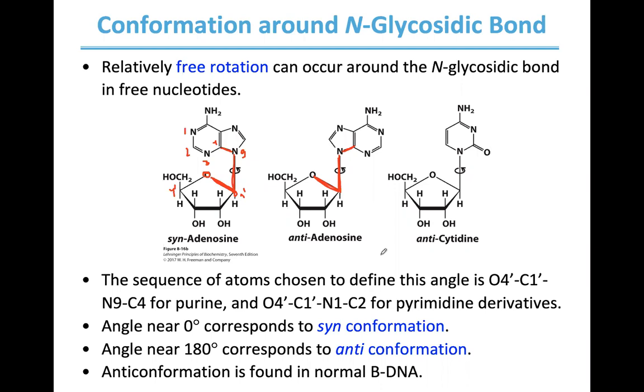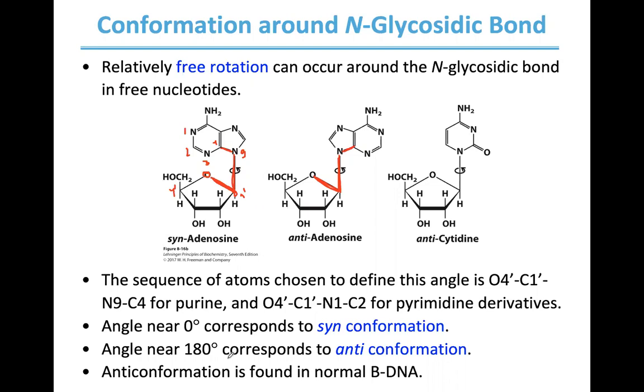So it's important because different conditions can actually make this bond rotate inside the DNA, and the DNA can adopt different structures, and RNA as well. So it's important to know where it's coming from, and we'll get to it when we talk about Z form of DNA, for example. So this angle is 0. This angle is 180, right?